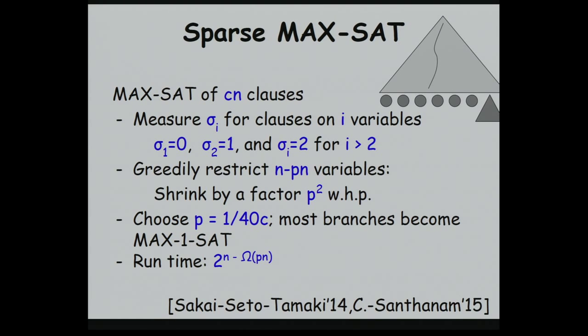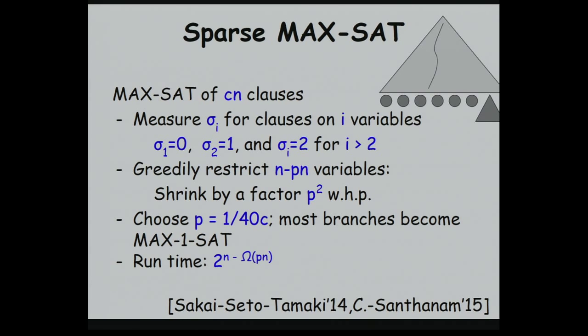So this algorithm was first used by Saketh, Seto, and Tamaki. Over there, they were using the measure as the size of the given instance, like the number of literals appearing in the instance. So in that work, they were using a somewhat larger measure, but a shrinkage exponent of 1.5. In this work, we make the measure more trivial, and then improve the shrinkage exponent to something larger, and then improve the running time.